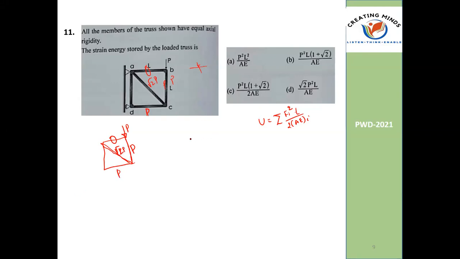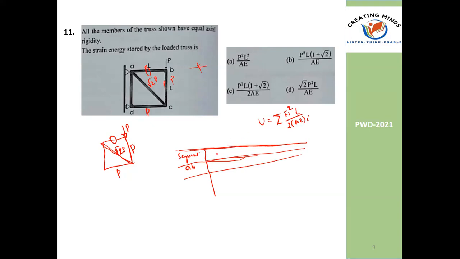Now observe, make a tabular column to compute the strain energy. Take the first segment AB, then you have Fi, then Fi square and L, and finally the equation. Now Fi for AB is 0, and L is L. If you multiply, you get 0 for AB.